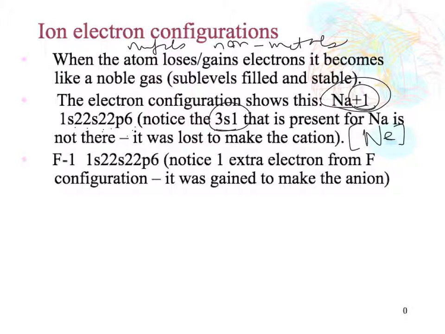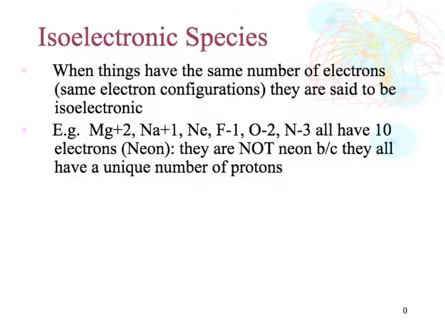F negative 1 is also like neon. Now, it's not really neon, of course, because the nucleus isn't changed. But to become F minus 1, it just had to gain an electron. It was 2p5, and it gained one to become 2p6, just like neon. Now, when things have the same number of electrons, the same electron configuration, they're said to be isoelectronic.